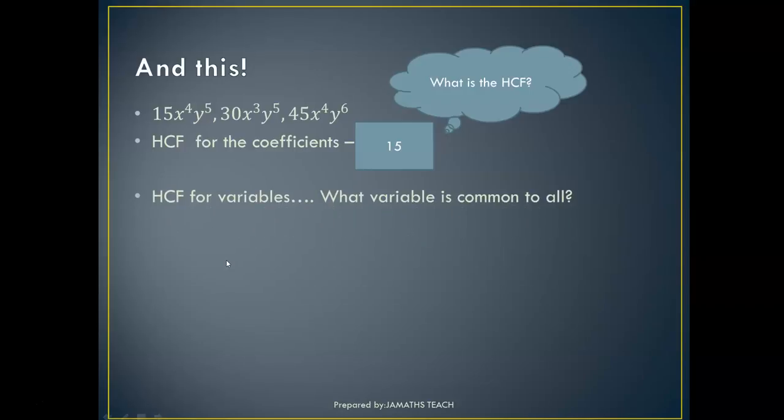First of all, you have to ask what variable is common to all. So we have xy, xy, xy. So both x and y are common to all. So our HCF must include x and y. And then we look at their powers. We must choose for each of the variables the lowest power that is present.